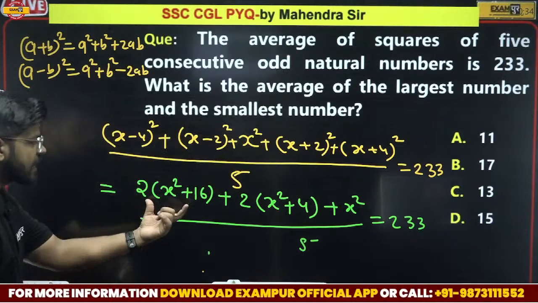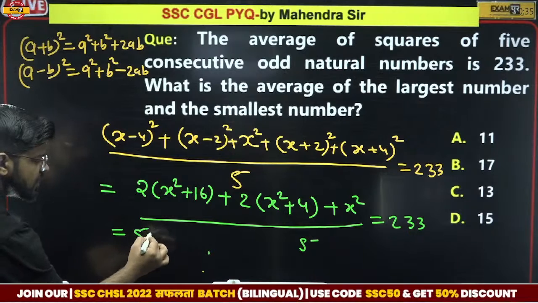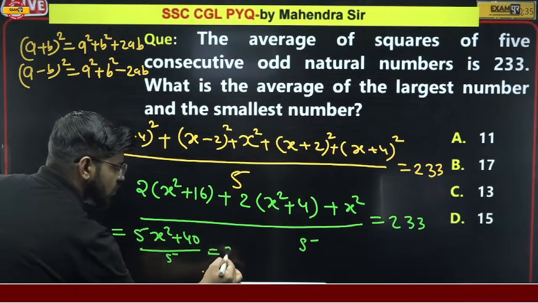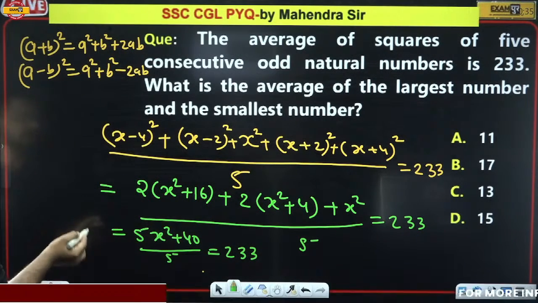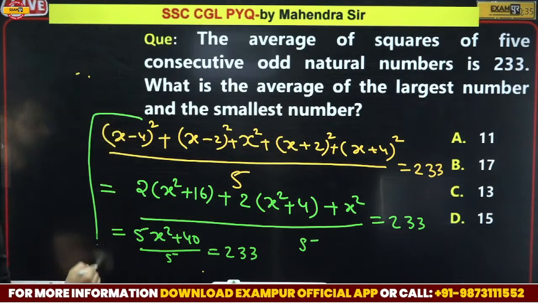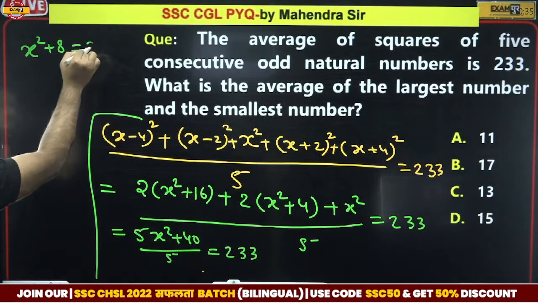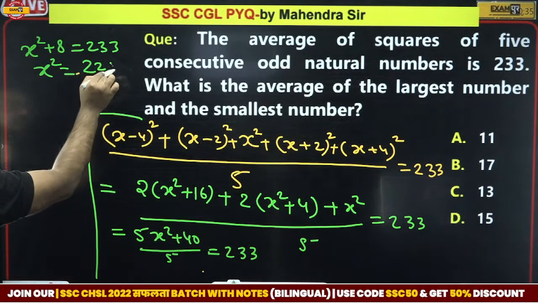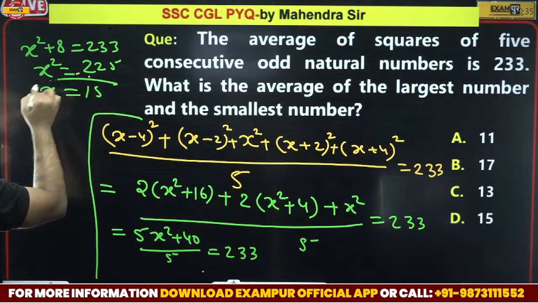Okay, so what are we getting here? We are getting 5x square plus 40, divided by 5, is equal to 233. Divide it, and now we are getting x square plus 8 is equal to 233, and x square is equal to 225. And what is x? X is 15. So what is x? X is 15.